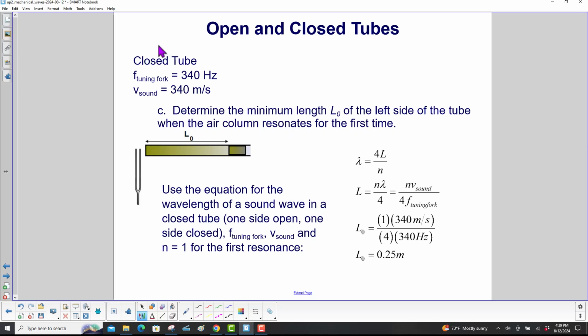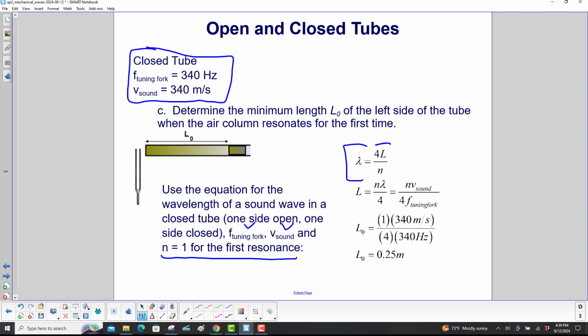Now we have a closed tube. And here's the frequency of the tuning fork and the velocity of the sound. And that frequency of the tuning fork is not going to change. Determine the minimum length L0 of the left side of the tube when the air column resonates for the first time. So this time we're using the equation for the wavelength of a sound wave in a closed tube, which means one side is open, one side is closed. We have the frequency of the tuning fork, the velocity of sound, and n equals 1 for the first resonance.